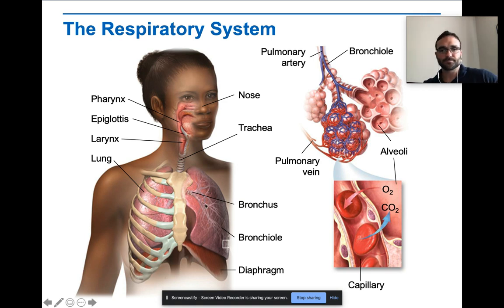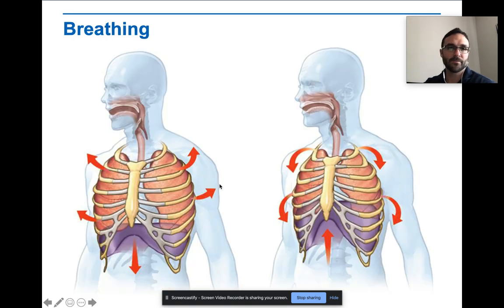Okay. Again, we're going to have this spider web of capillaries and veins and arteries, and this is what's inside. We have all these little alveoli where we have the O2 and CO2 interface. Again, here's your breathing. You have a diaphragm, and it's going to expand when you exhale, and it's going to push the lungs up, and it's going to push the air out.